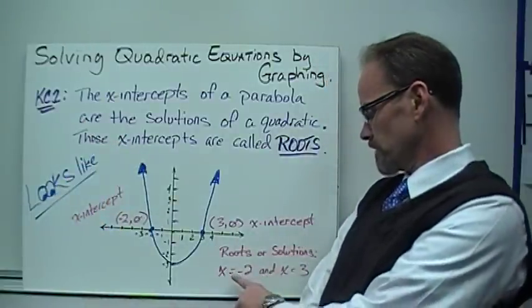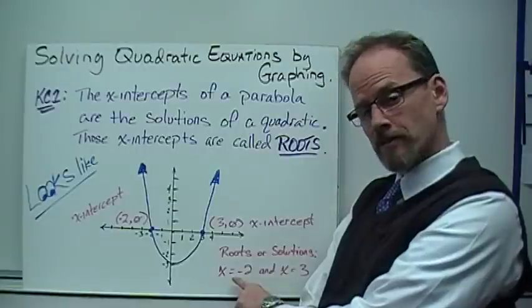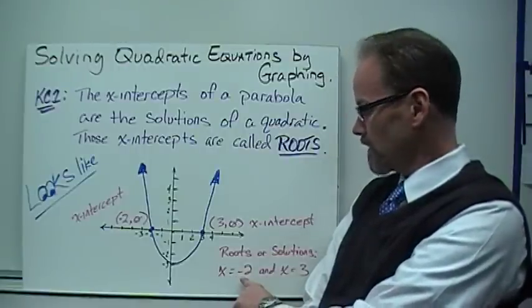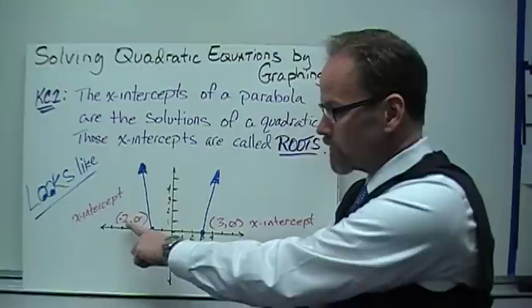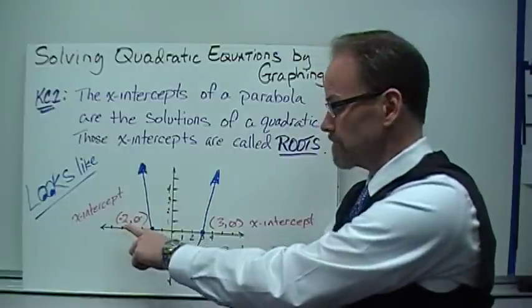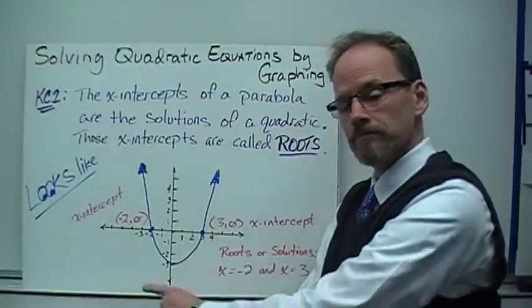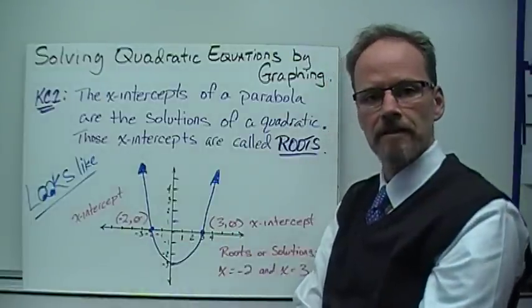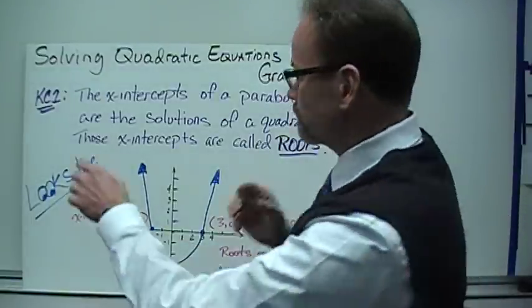Roots are the solution. So in my answers I'll say x equals -2 and x equals 3. The -2 in this case comes from the x-coordinate of the x-intercept right there, and the 3 comes from the x-coordinate of that. So let's get started.